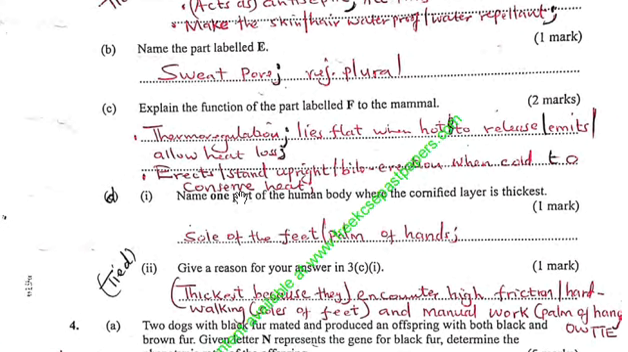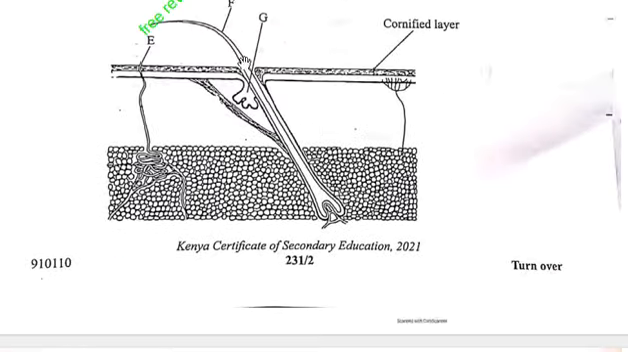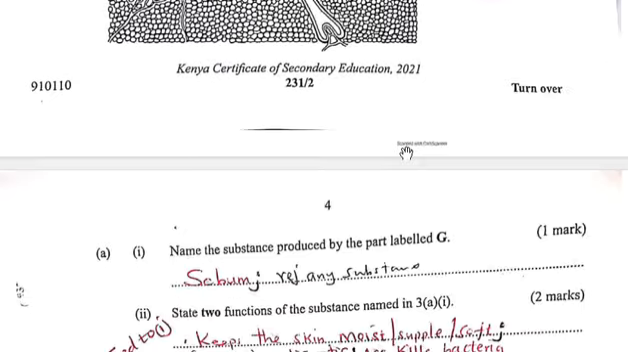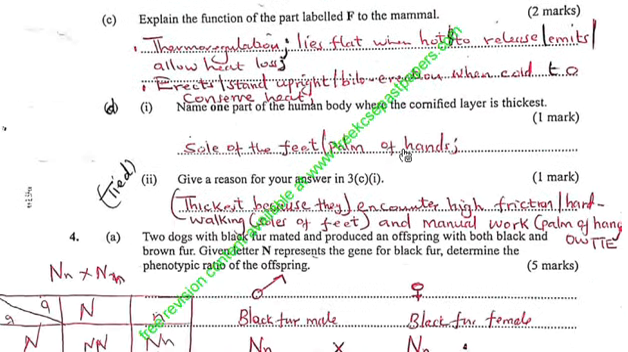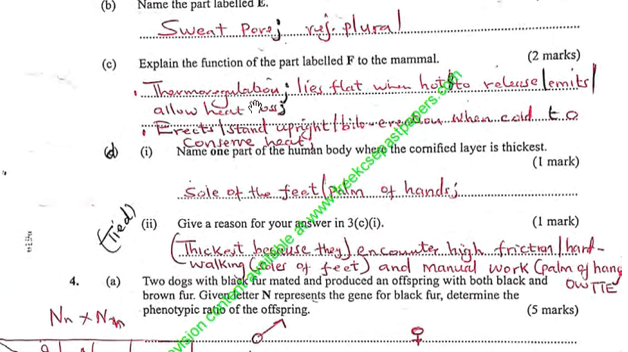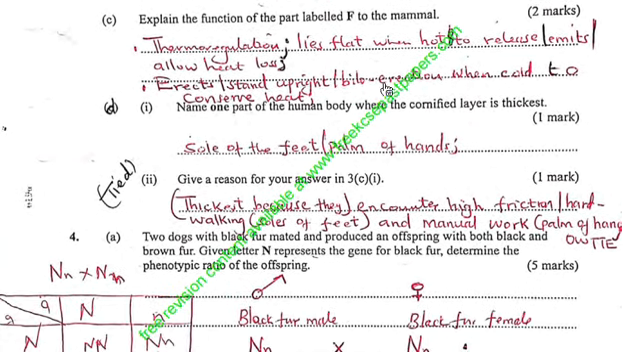Part C. Explain the function of part label F to the mammal. Part label F, that is a hair, and the role is thermoregulation. It lies flat when hot to release or emit or allow heat loss, then erects or stands upright when cold to conserve heat.